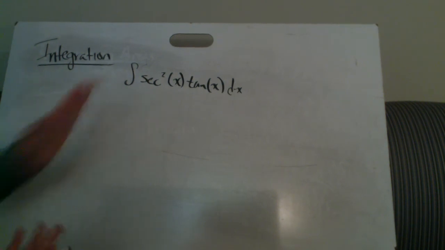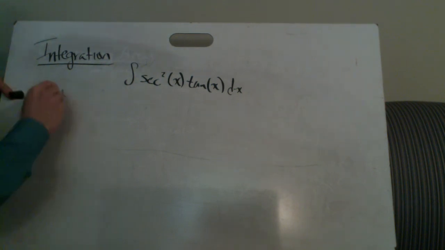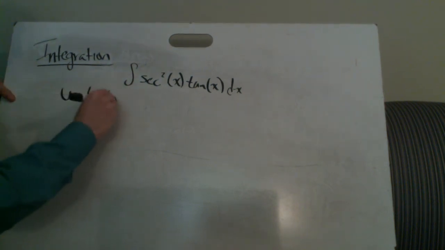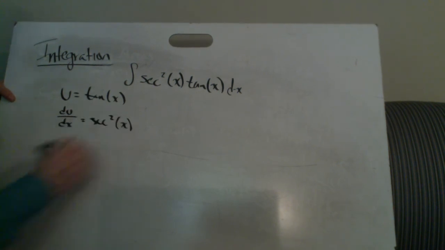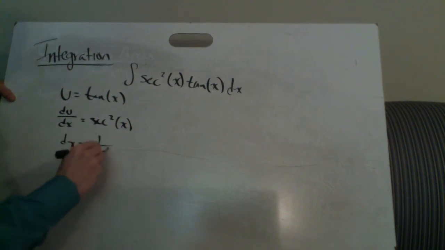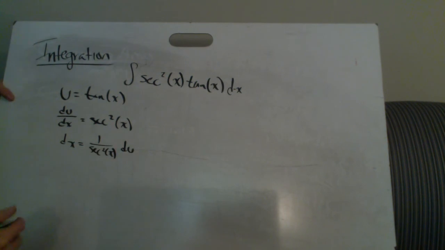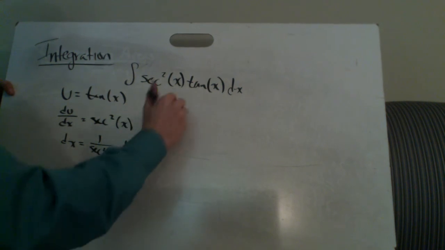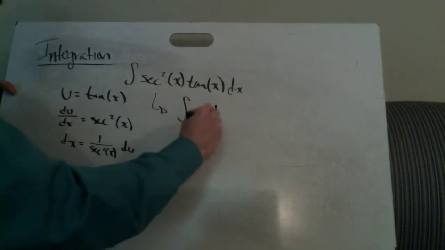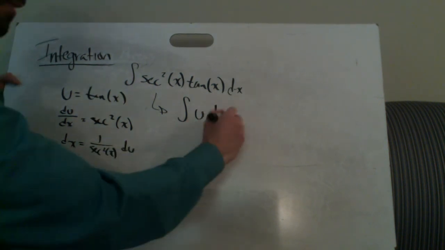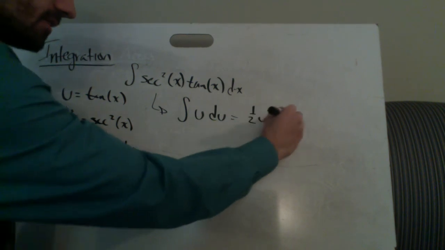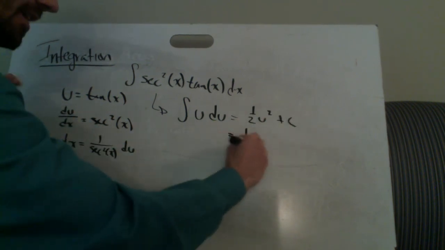Okay. This is so nice, because if I pick u to be tan x, then du dx is secant squared x, which means dx is 1 over secant squared x du. And now the secant squareds will cancel. So my new integral, when everything is substituted, will just become the integral of u du. Oh my goodness, how nice is that? This is always the most beautiful one, right? And so when we get that, again we have 1/2 u squared plus c, and again u was just tan x.